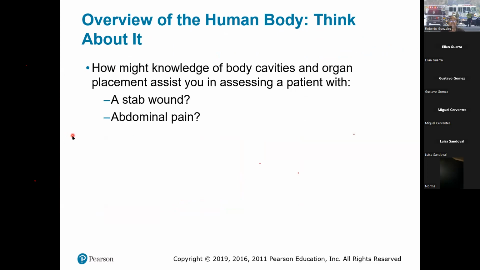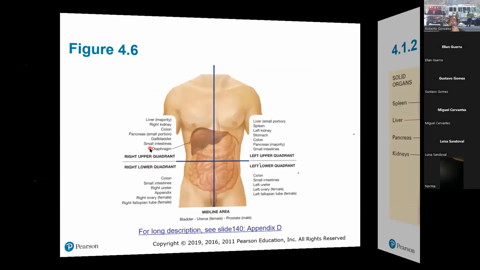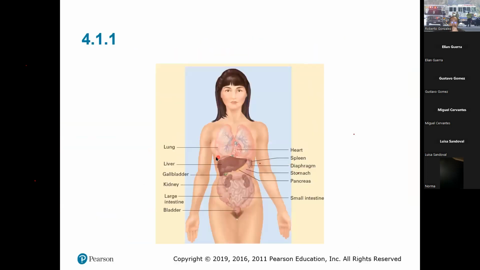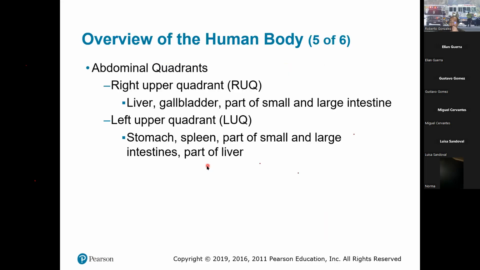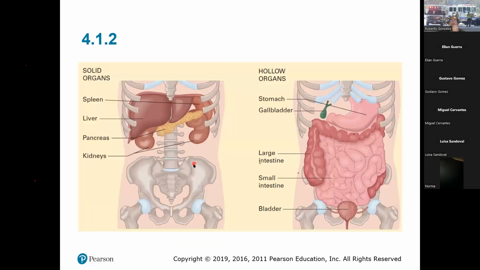How might knowledge of the body cavities and organ placement assist you in assessing a patient with a stab wound? Well, if the person got stabbed in the thoracic region, it's going to affect the heart and the lungs. It doesn't affect the liver. That would be more abdominal. And they actually show the gallbladder right here.